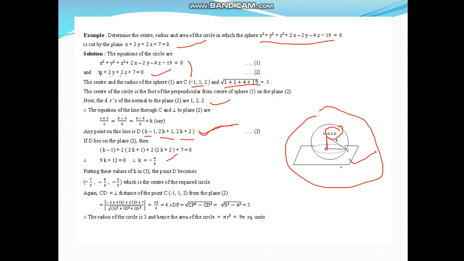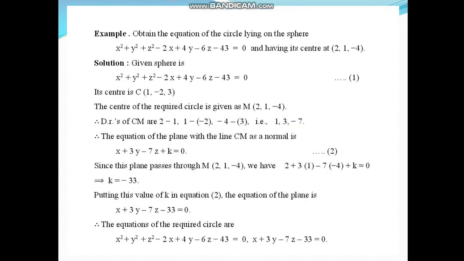Therefore DP is the radius of the circle. By the theorem of Pythagoras, it is under root of CP square minus CD square. It is 3. Now the radius of the circle is 3, hence we can find the area. It is 9 pi square units.